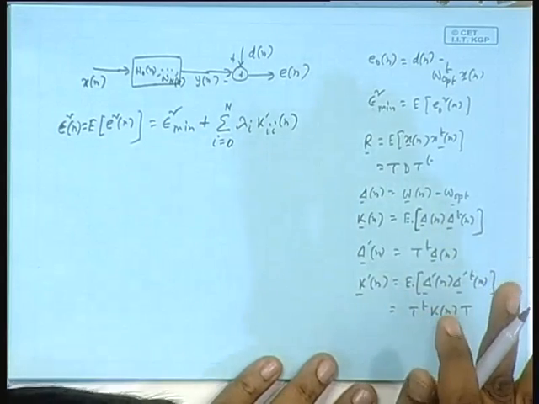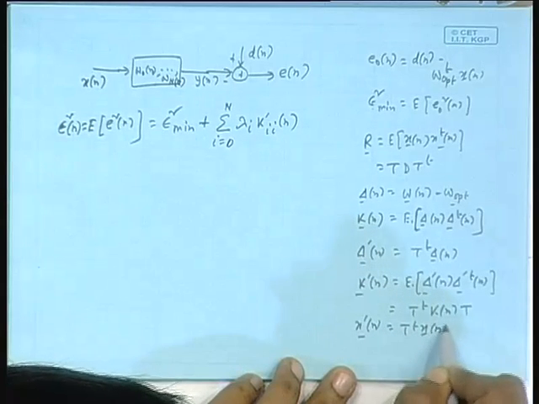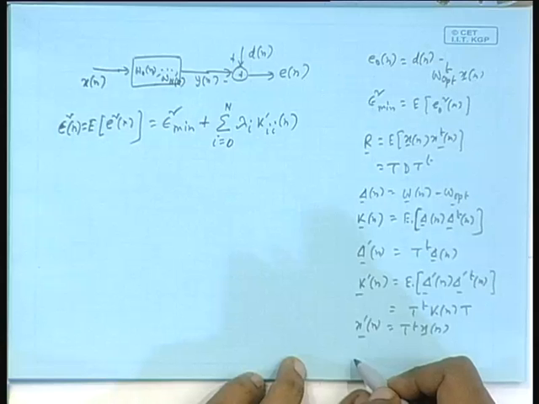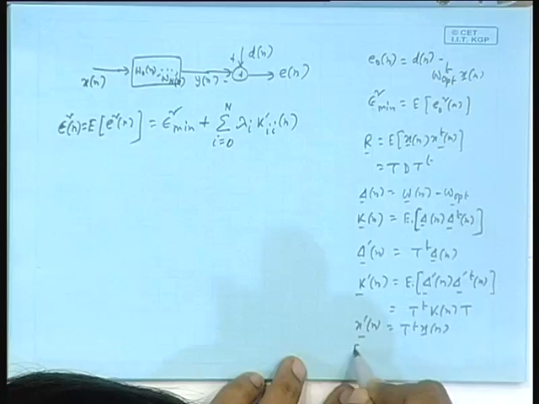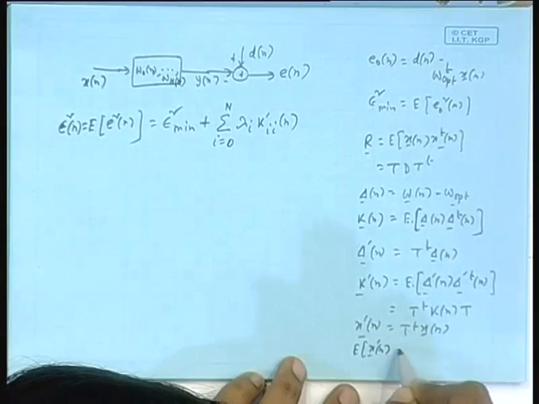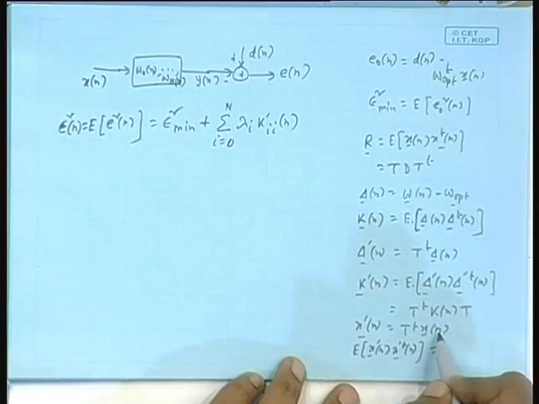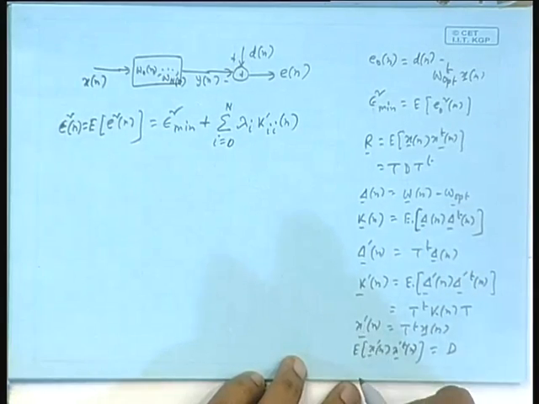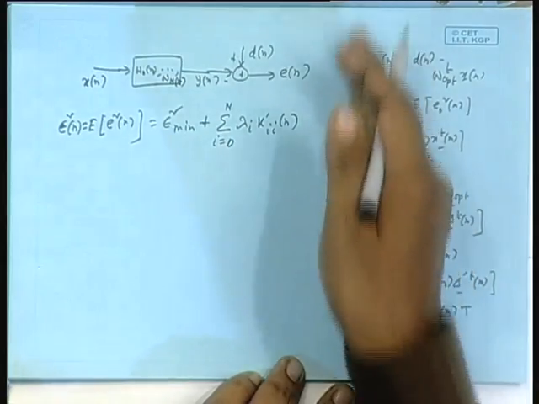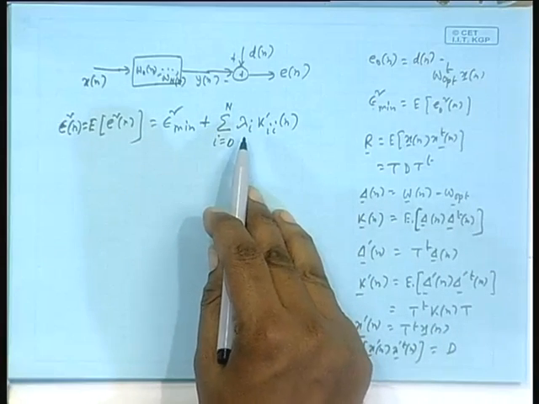This is not diagonal, but if you define another thing, x prime n as T transpose x n, then the components of x prime n will be uncorrelated. If you see its correlation matrix, that will be diagonal, equal to D, as we have seen, that is E of x prime n x prime n transpose. If you replace T transpose x, x transpose T, x x transpose is R, T transpose R T will be D. So the components of x prime n are uncorrelated; they have a diagonal correlation matrix. This is our dictionary of definitions. And this k i i prime n comes here along with the ith eigenvalue.